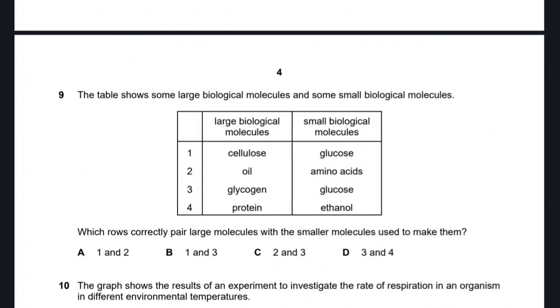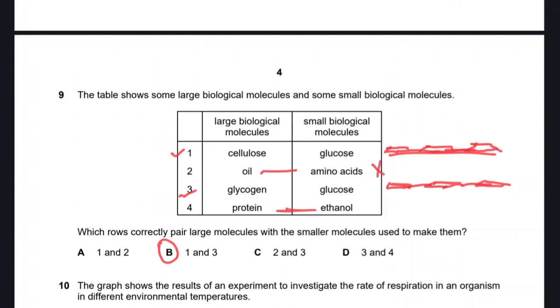The table shows some large biological molecules and some small biological molecules. Which row correctly pairs the large with the small? In the case of the first one, we know that glucose molecules combine together and a molecule of cellulose is formed. The same way, glycogen is actually glucose combined together. So statements 1 and 3 are right. And there is no connection between oil and amino acids, and no connection between protein and ethanol.